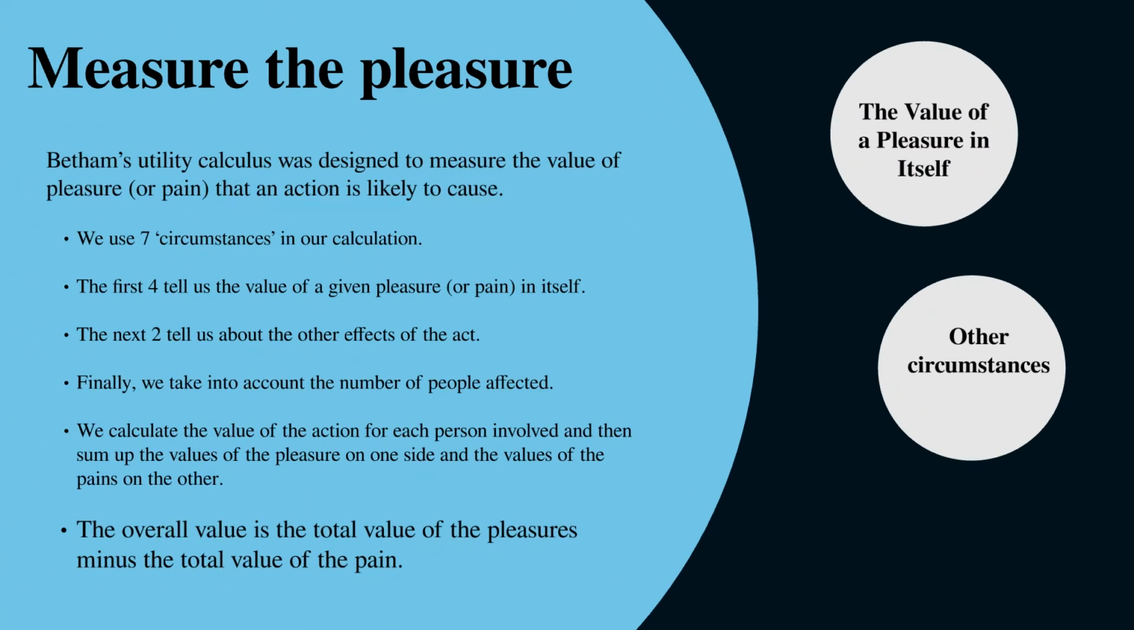And as I said, we use these 7 circumstances to calculate the value of the action for each person involved, and then we sum up the value of the pleasures on one side, value of pains on the other, and the overall value is the total value of the pleasures minus the total value of the pain.